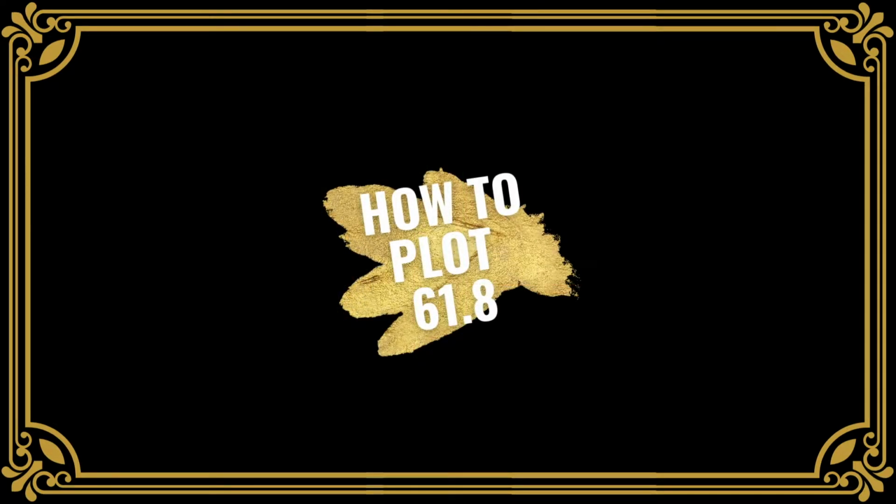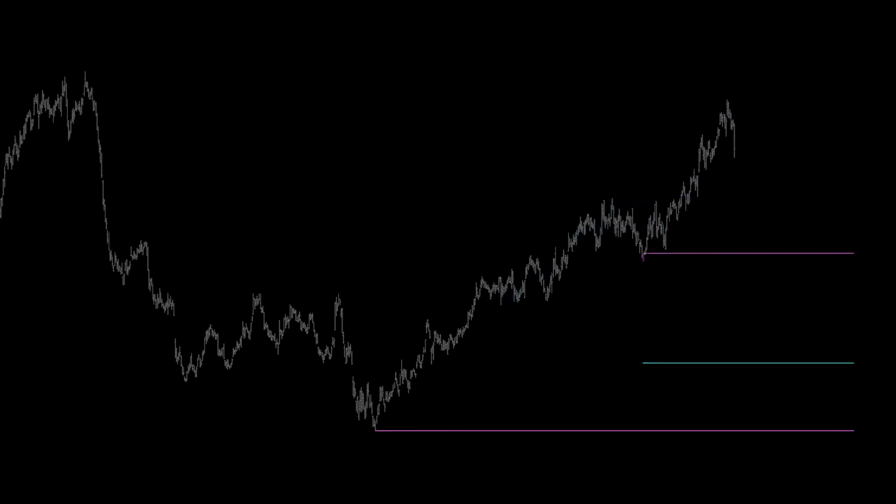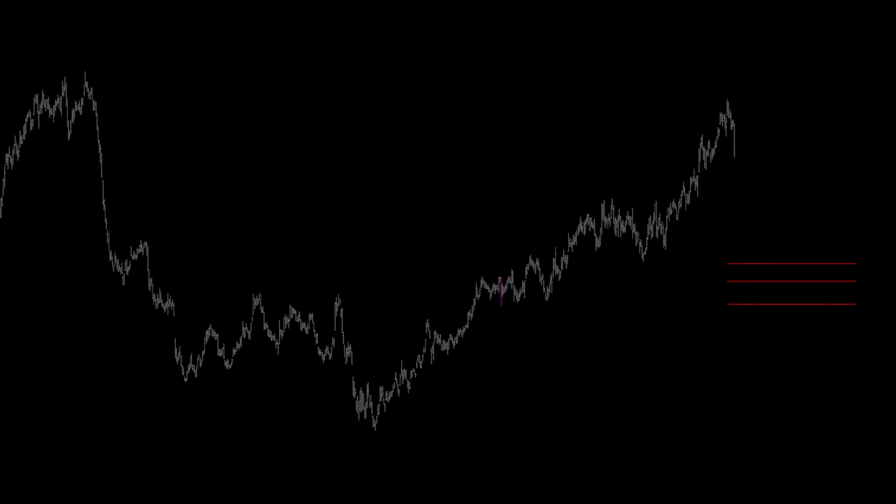Now let's go through the process of plotting the 618 ratio. First, identify the trend. Then identify your anchor points. Here is an example of the swings that we are going to plot. That's including the major swing and the minor swings of the range. Now plot the lines with the Fibonacci retracement tool. Once your chart is complete, it should look like this.